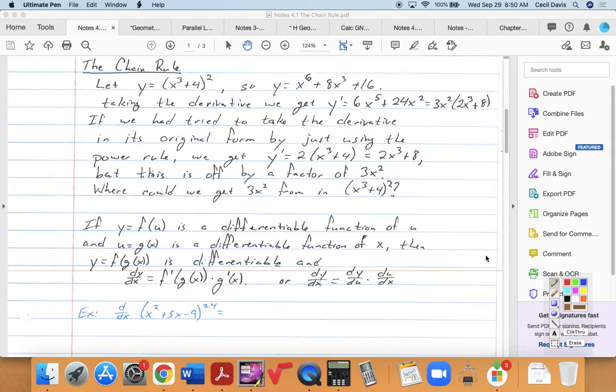Okay, and that would be fine if it's only squared. But what if that was x cubed plus 4 raised to the 17th power? You would do what? Which wouldn't be helpful because it's not a numeric derivative.